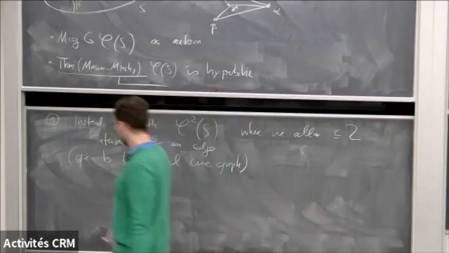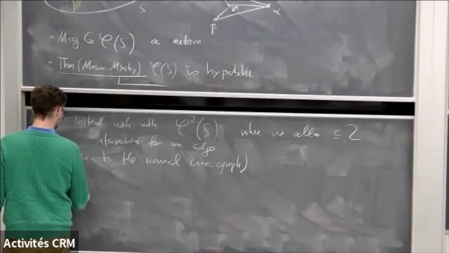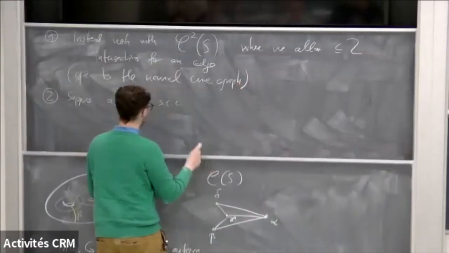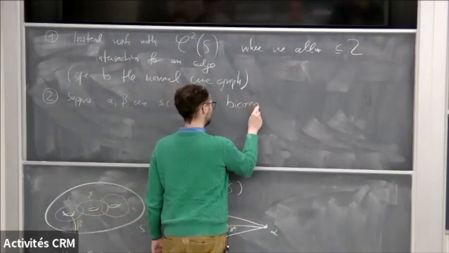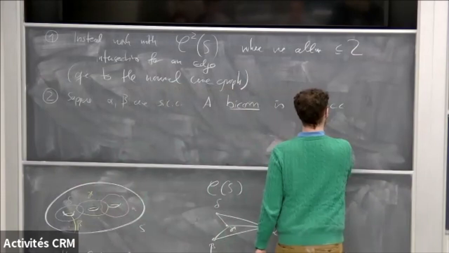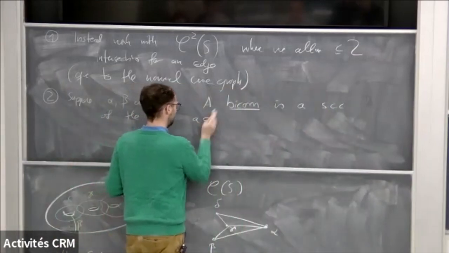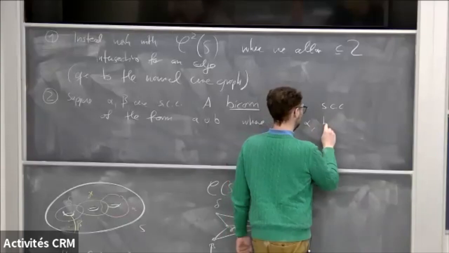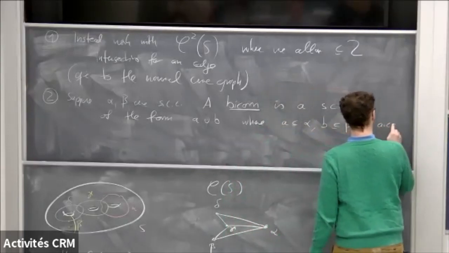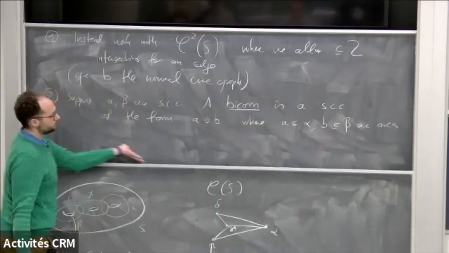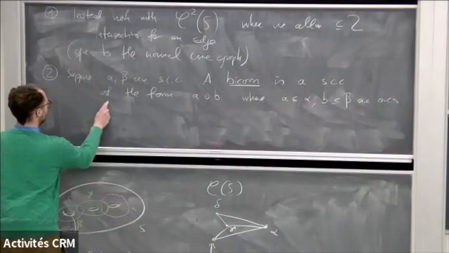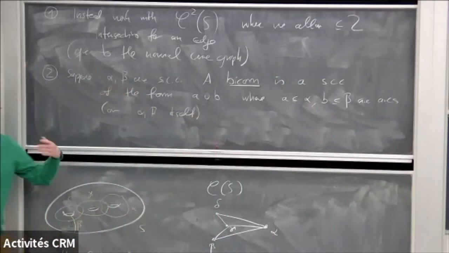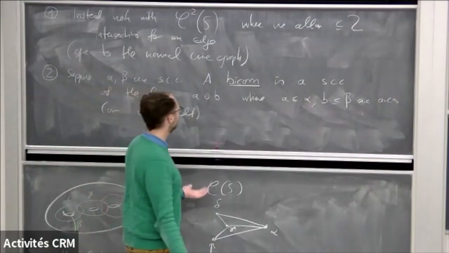And now comes the key trick. So suppose that alpha and beta are simple closed curves. Now I need to tell you what a bicorn is. A bicorn is a simple closed curve of the form A union B, where A in alpha and B in beta are arcs. So this definition is a tiny bit too slick for its own good, so I need to say something about this. But I need to say something else as well, or alpha and beta itself. So I want to call alpha a bigon, I want to call beta a bicorn, not a bigon. And I want to call all these things.